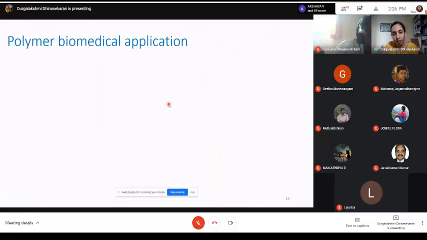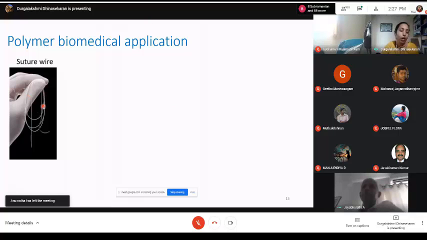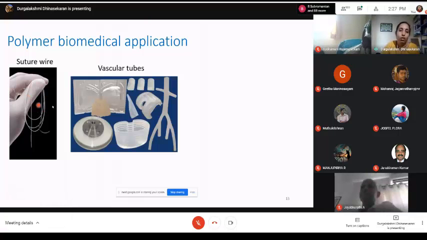Now I'm shifting to the next stage. I already told you we can use polymers, metals and ceramics for medical applications. I just want to list some of the polymers which are already used in medical applications, and what the present trend and the future materials are. In polymer biomedical applications, there are a lot of suture wires for connecting cut regions. They use suture wires made of polymers, and a lot of vascular tubes and connectors. They are using polymer material only.